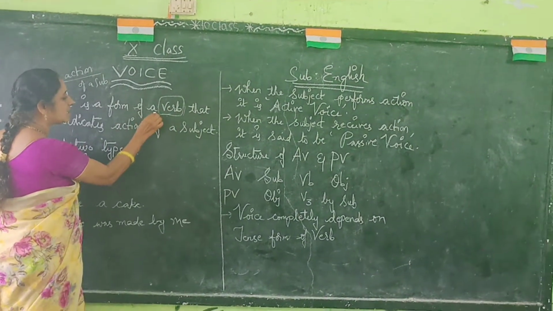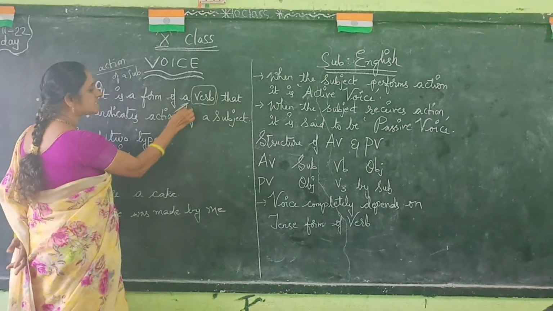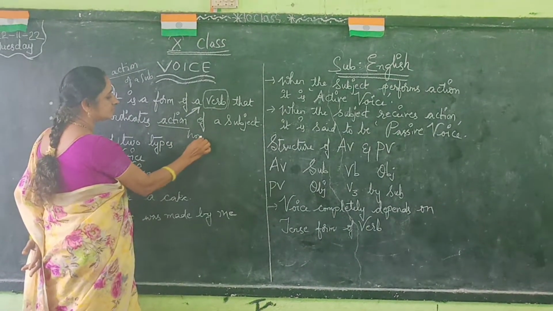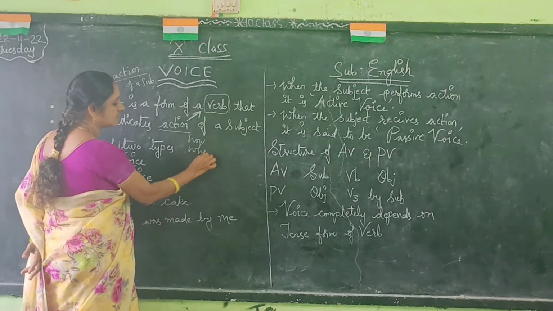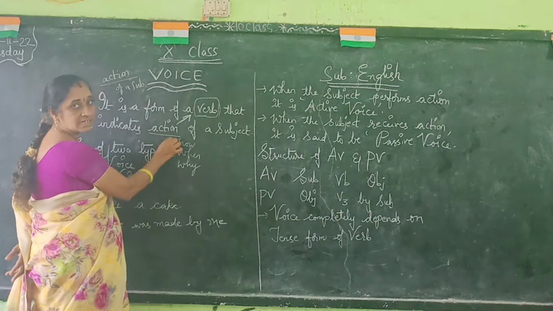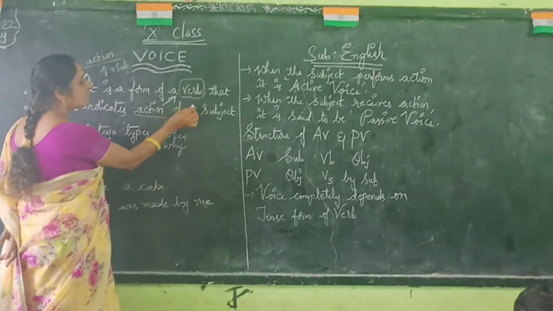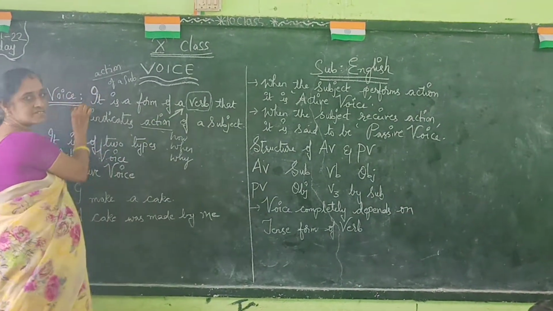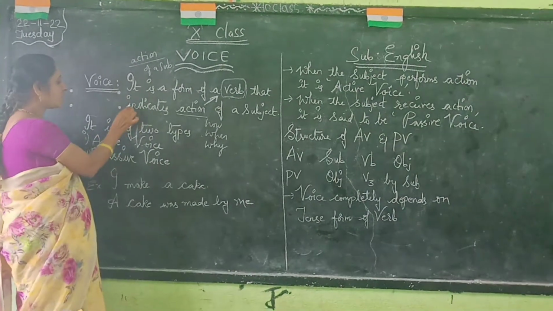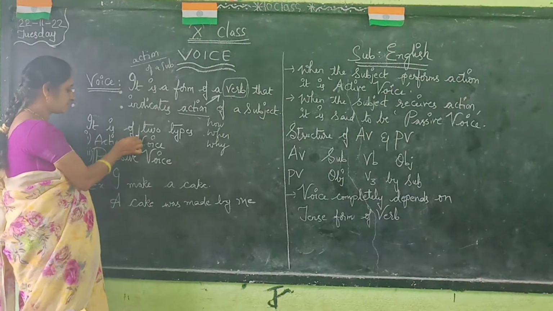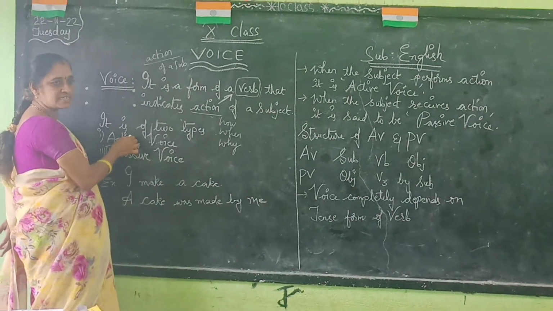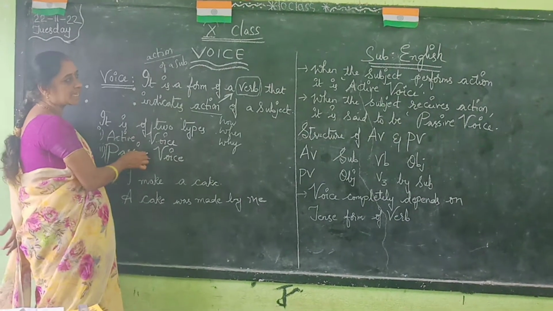So here voice means the verb, that means the action: how it is done, when it is done and why it is done. The action of a subject, how it is done, is called voice. Have you understood clearly? Now voice is of 2 types, active voice and passive voice.